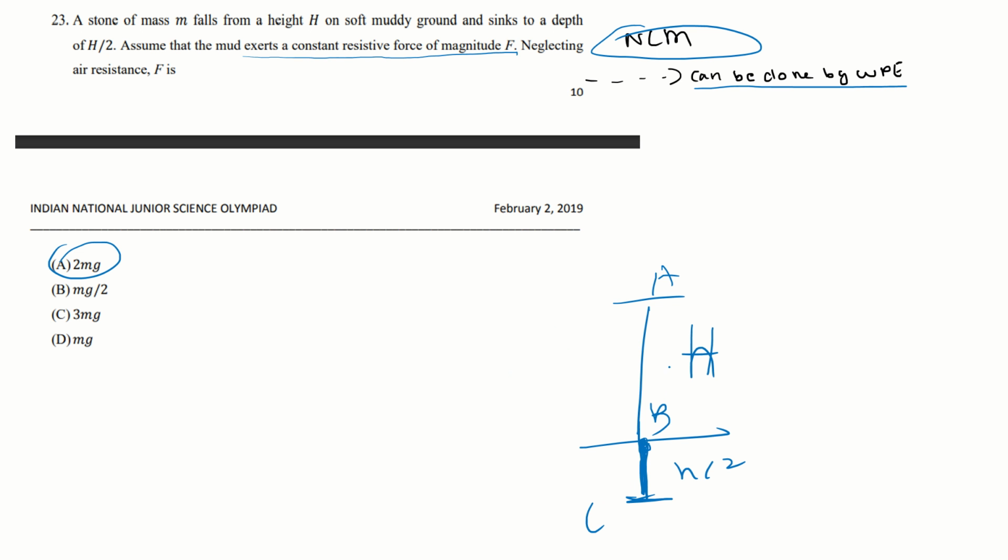Okay, take it. It's dropped, so it falls. So u is equal to 0, v is equal to root 2gh. Now, how is it root 2gh?